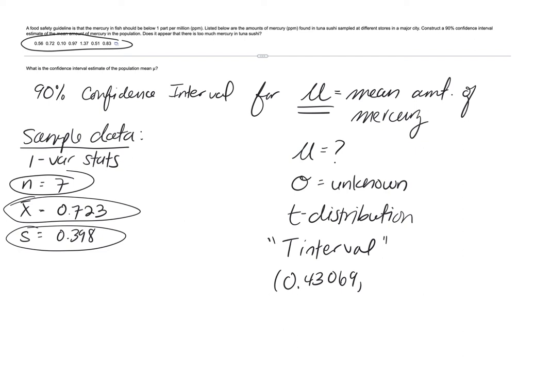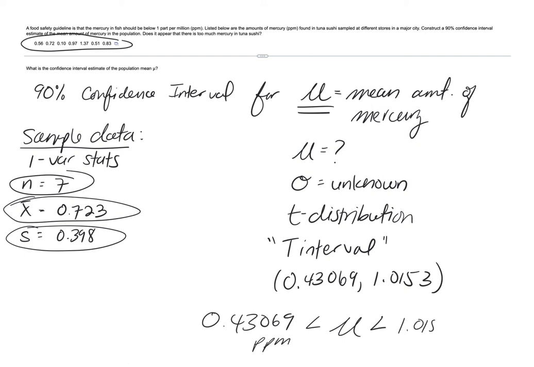So that confidence interval is 0.43069 to 1.0153. So this means that we are 90% confident that the mean amount of mercury for all tuna sushi is between, so I'll use this notation to write the confidence interval. So mu is greater than 0.43069 ppms, all right, but less than 1.0153 ppms.